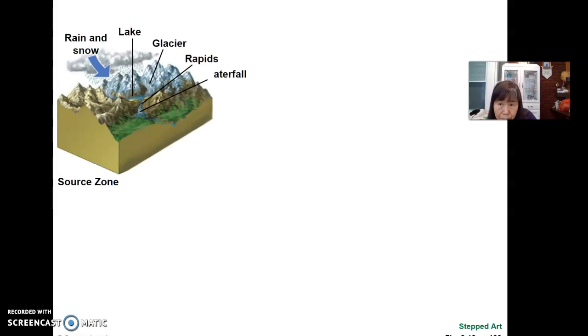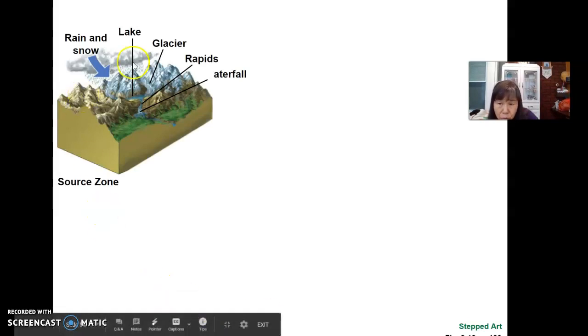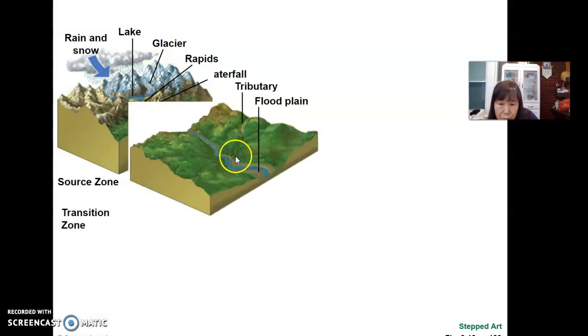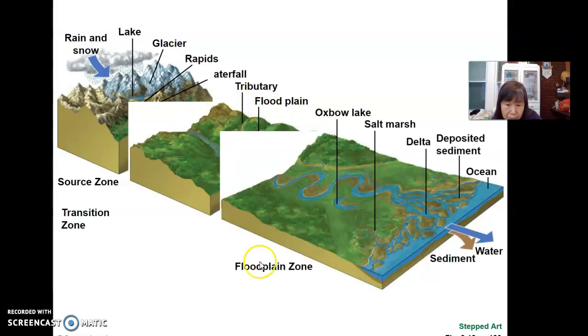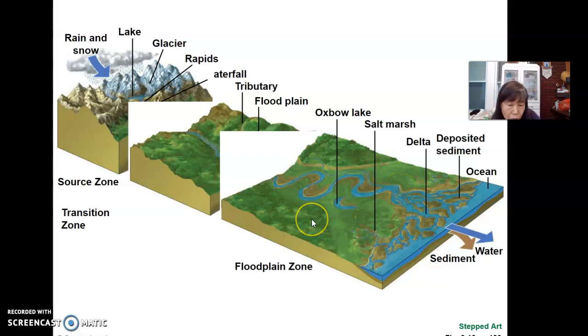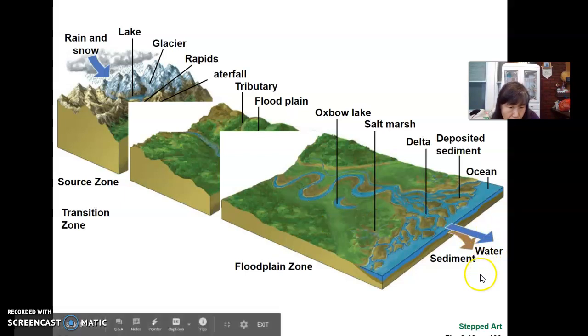So look at this diagram. So this one is the source zone. So here you store a lot of fresh water. And then this part is transition. So you have water passing through this area, and eventually this is the floodplain zone. So this part has a lot of nutrient, but also if you have a flood season, this area could be flooded. And then eventually the water gets into the ocean. Okay.